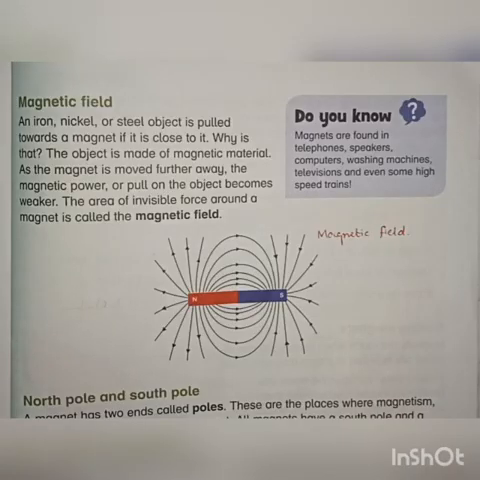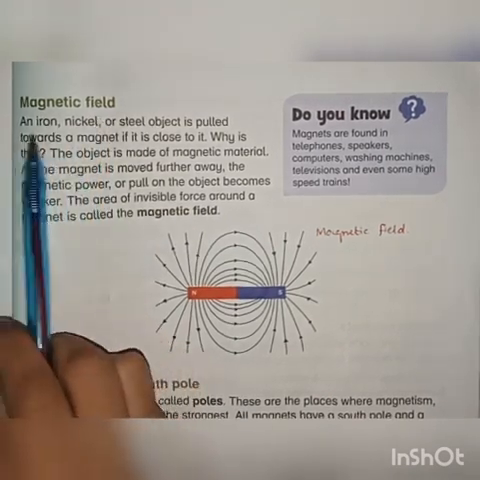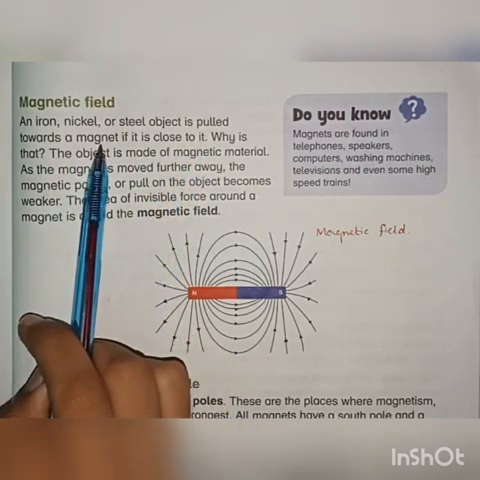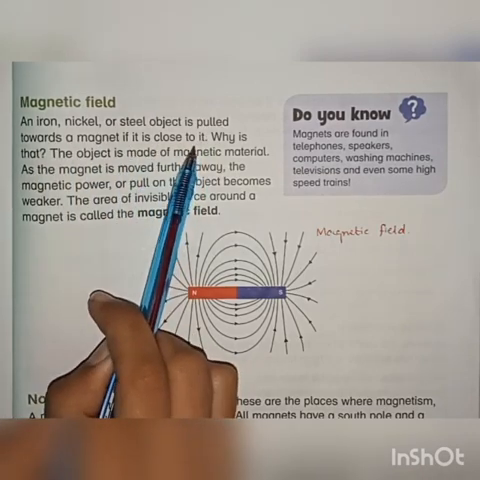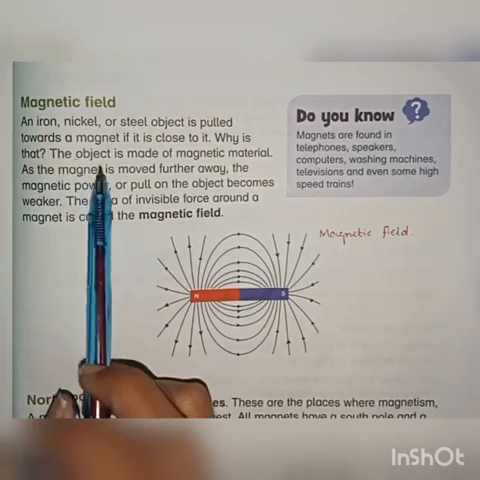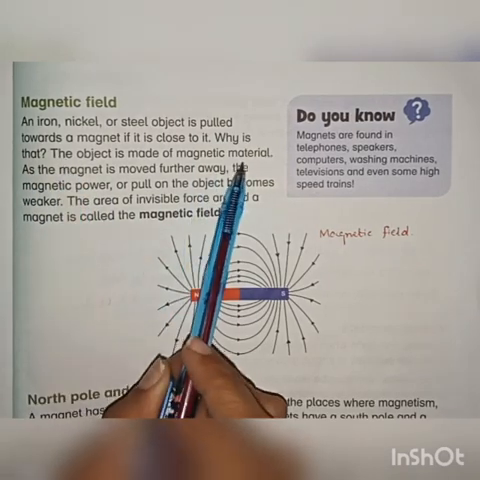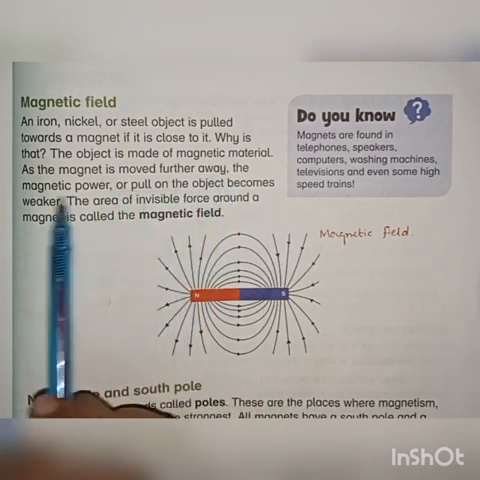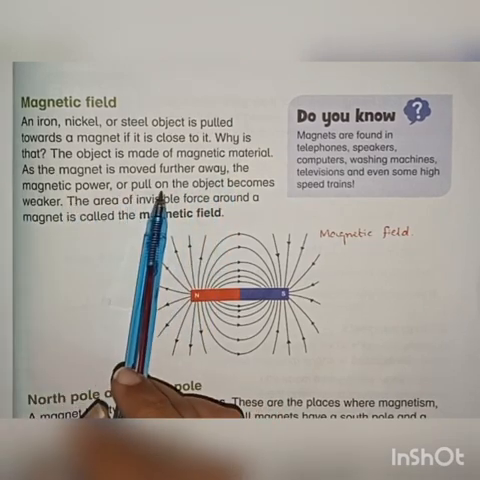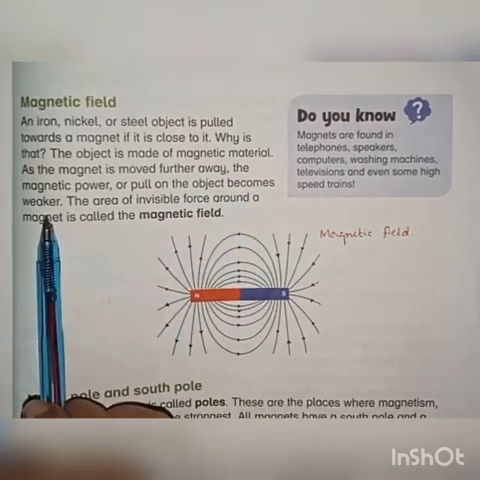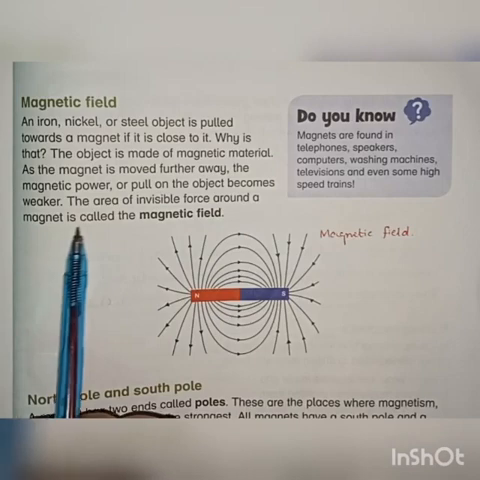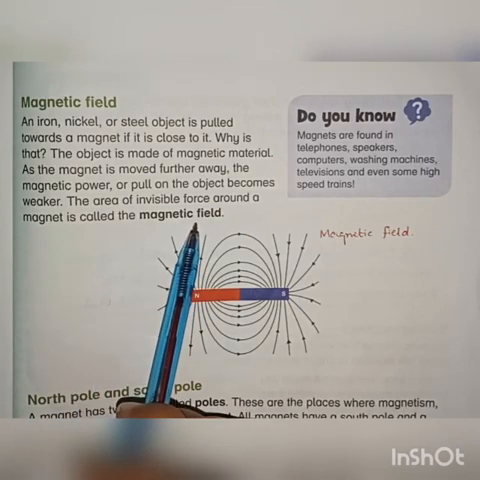Now come to our next page, page 99. Magnetic field. An iron, nickel or steel object is pulled towards a magnet if it is close to it. Why is that? The object is made of magnetic material. As the magnet is moved further away, the magnetic power or pull on the object becomes weaker. The area of invisible force around a magnet is called the magnetic field.